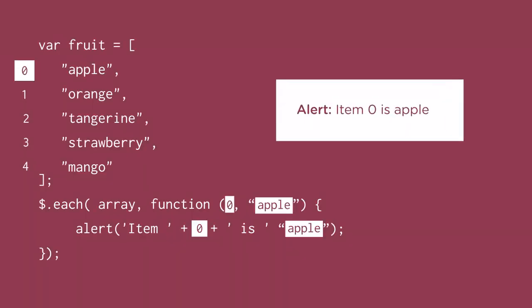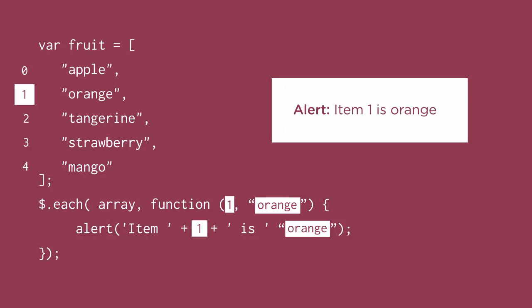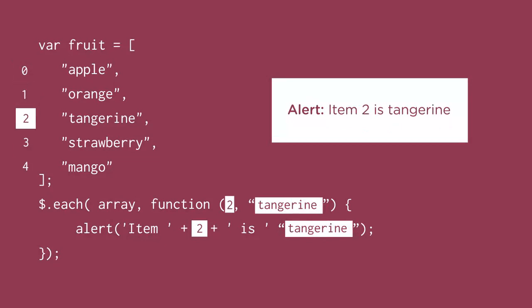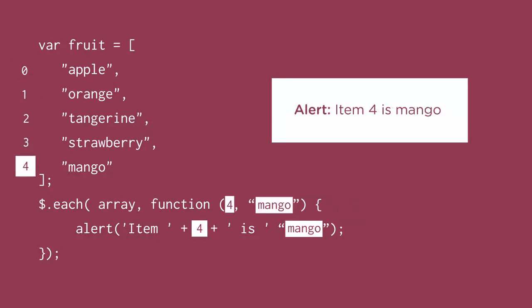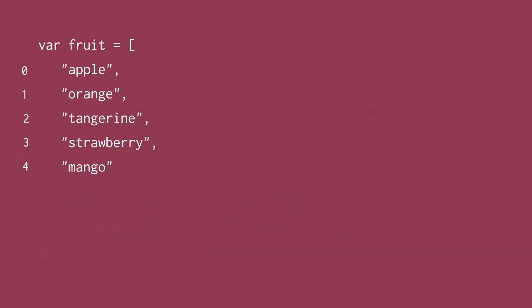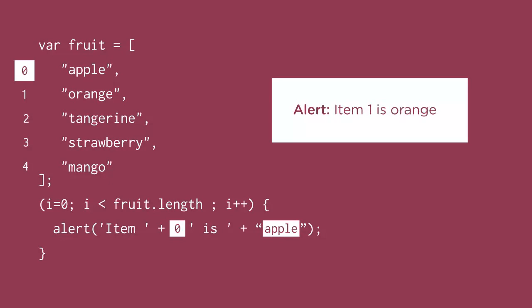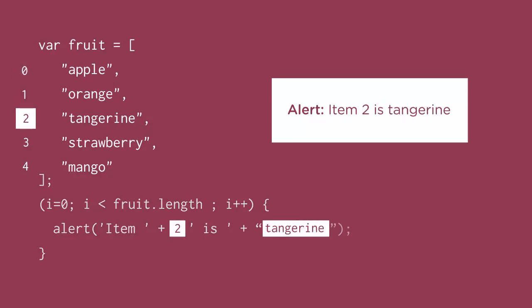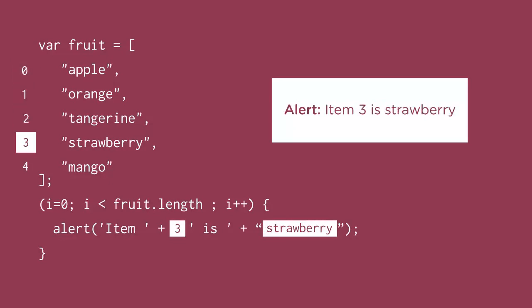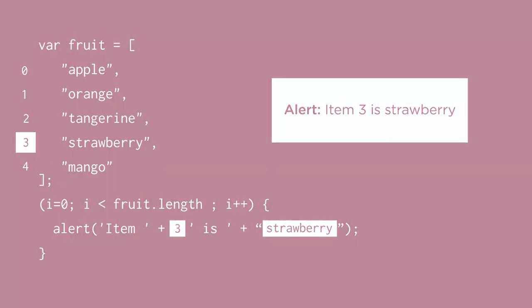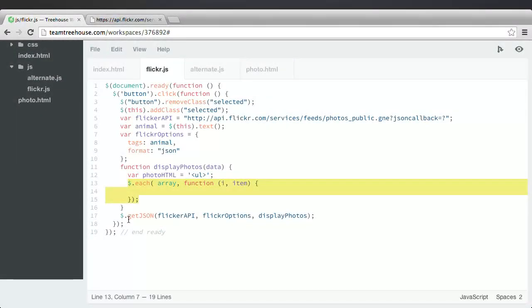Let's look at an example of how this works. Imagine we have a variable named fruit. It holds an array of fruit names. You can use the $.each method to loop through that array and act on each item. You don't need jQuery for this. You could accomplish the same thing using a standard JavaScript for loop like this. jQuery just lets you write simpler code. Let's use the $.each method to loop through each of the photos from the Flickr feed.